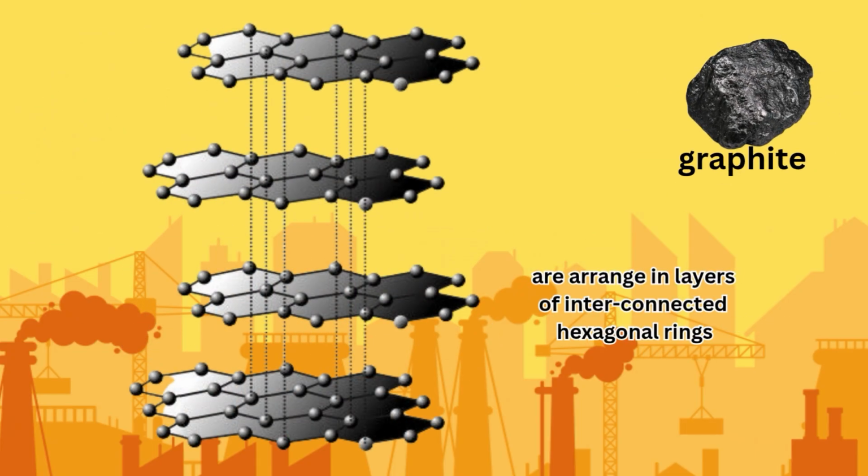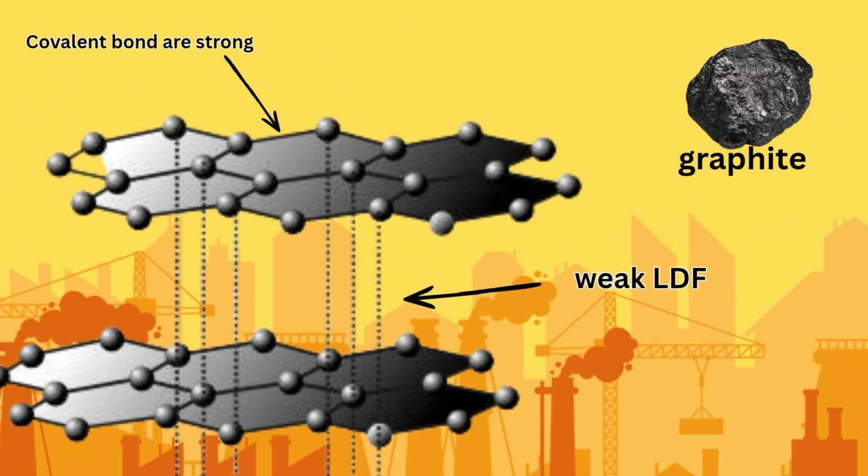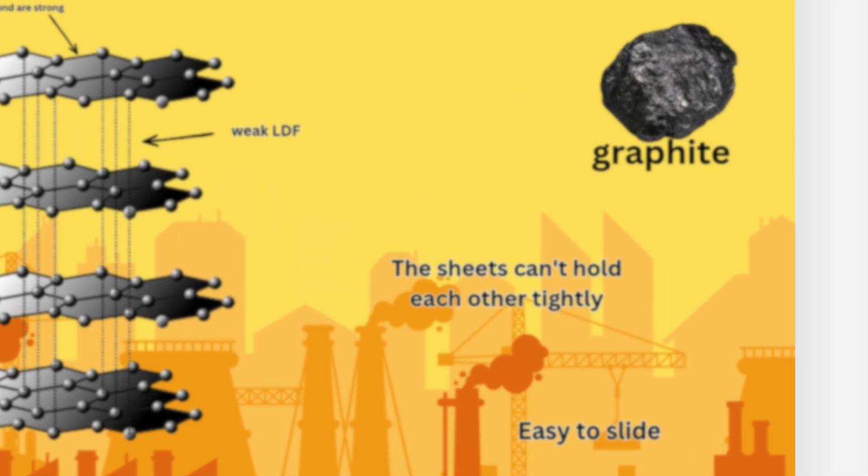For graphite, carbon atoms are arranged in layers of interconnected hexagonal rings. The covalent bonds are incredibly strong within the carbon sheet, but the forces between the sheets are just London dispersion forces. Because LDF are weak, the sheets cannot hold onto each other tightly. Therefore, they easily slide past one another.